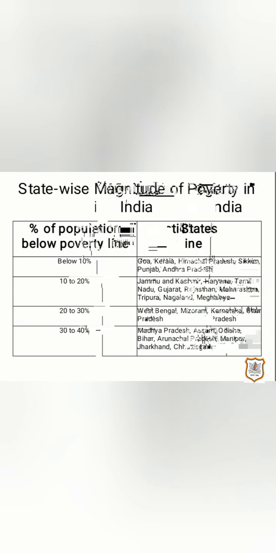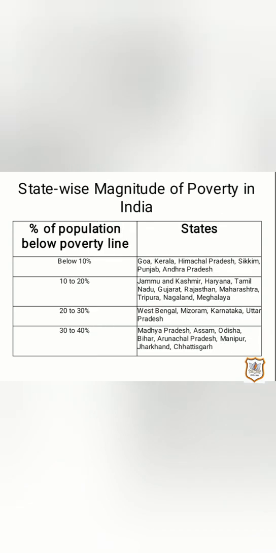Talking about the state-wise magnitude of poverty in India, as seen in the table, there are various categories in which all the states have been divided. According to the annual report of 2013, among the various states of India, Goa has the lowest poverty, which was 5.09%, and the highest measurement of poverty was for Chhattisgarh, which was 39.93%.